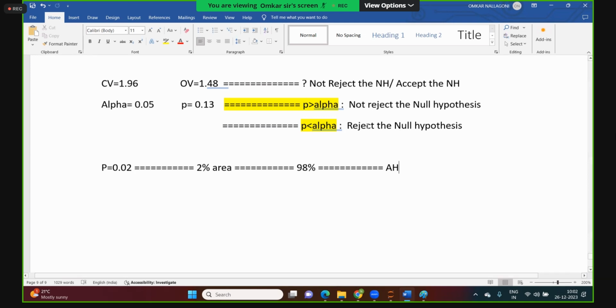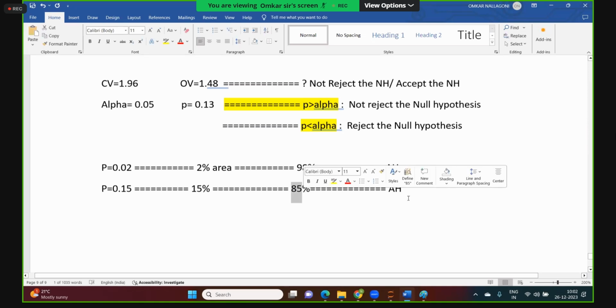Okay? Now same thing. P is equal to 0.15. How much area is it? 15%. 15% means how much area? 85%. 85% related to whom? Alternative hypothesis. Now this is less than 95. Then who will lose? Alternative hypothesis loses. That means null hypothesis is true. Simple.